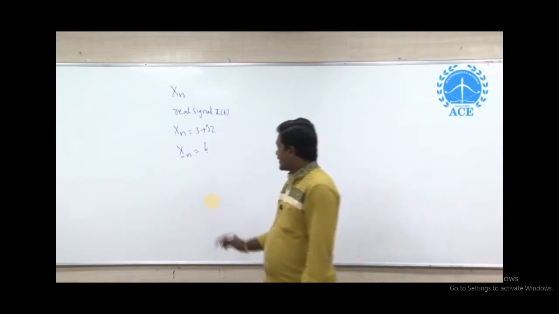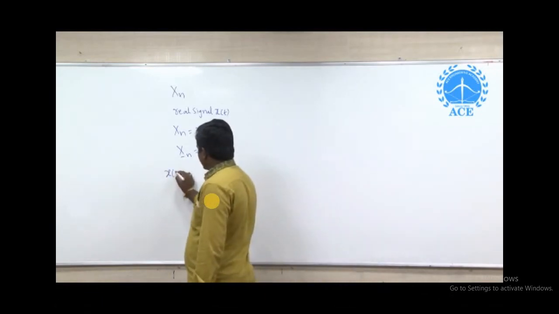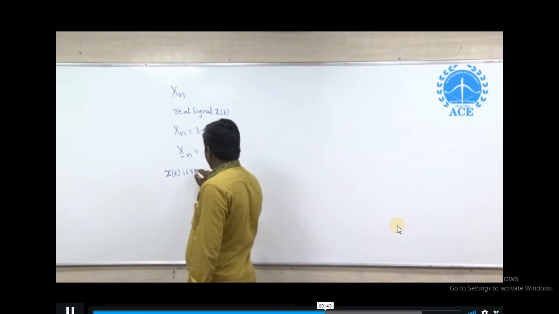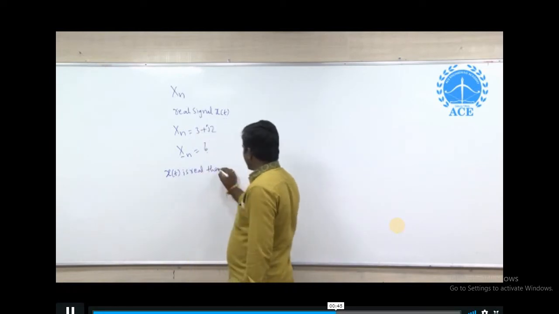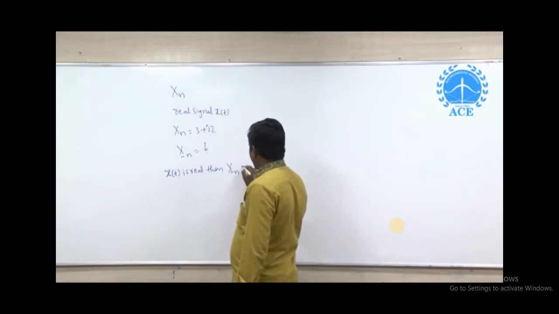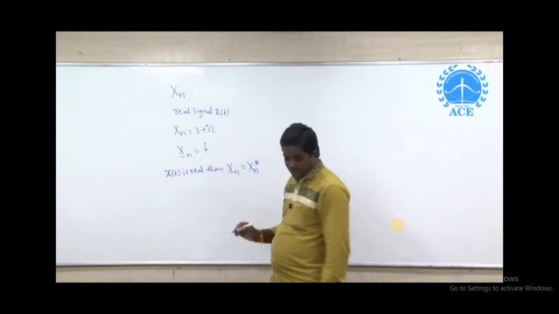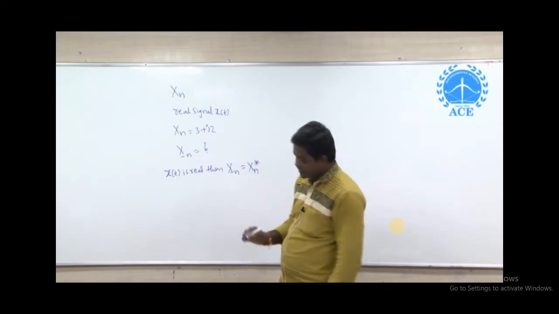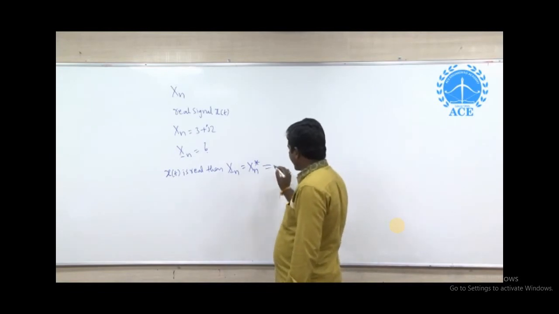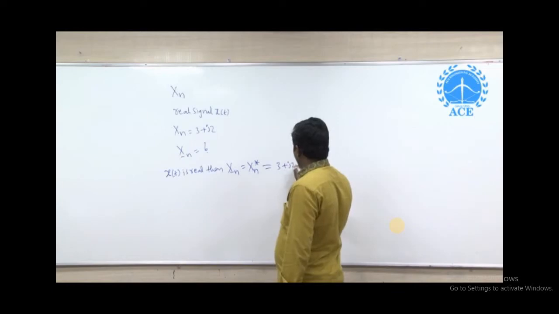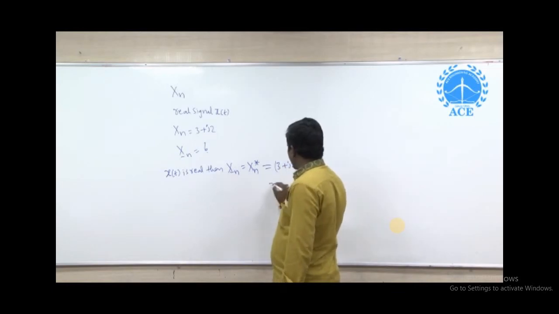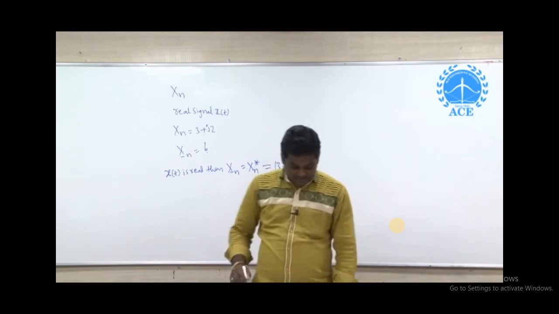So we know that if x of t is real, then from the property, X of minus n is equal to Xn star. Then X of minus n equals Xn star, which is 3 plus j2 whole star. This is equal to 3 minus j2. So the right answer is C.